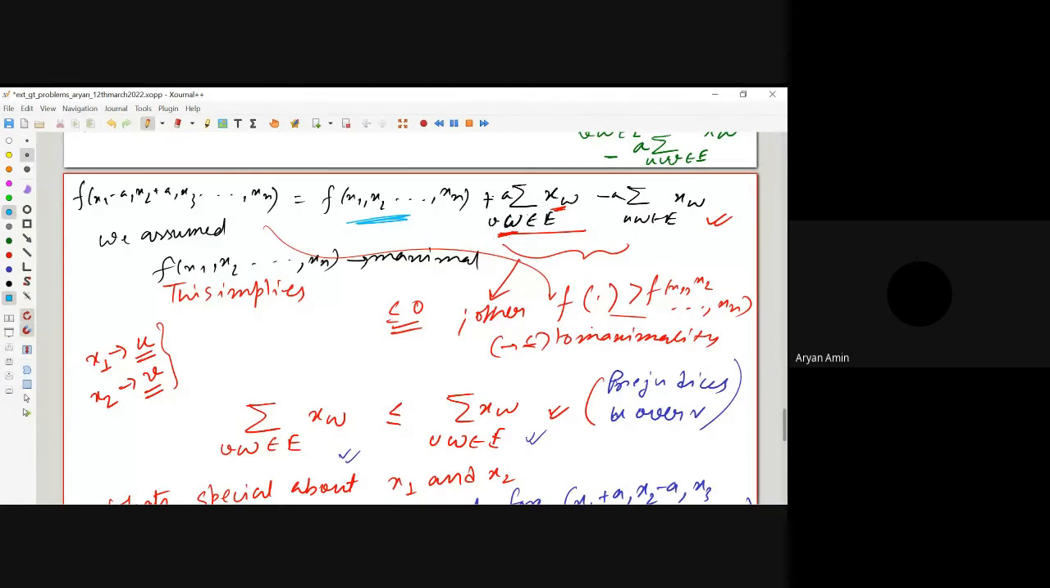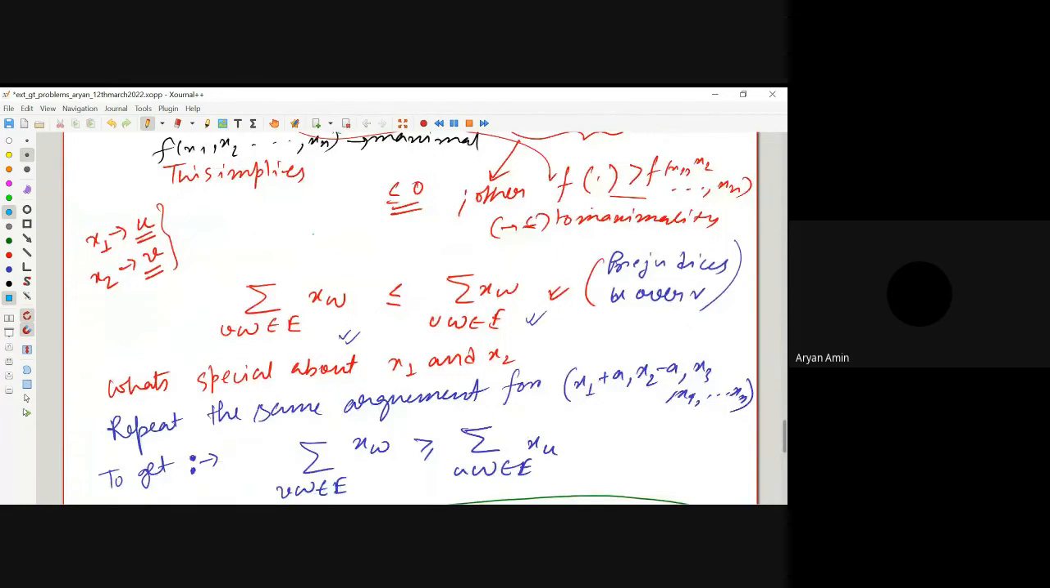You know that this f value of x1, x2 up till xn is maximum, because that is the assumption. So this entire term, a times the sum of vw belonging to edge xw minus a times the sum of uw belonging to edge xw, must be at most 0, because if you're adding positive stuff to something that is already maximal, you get something more maximal. That is a contradiction, right? So this gives you this inequality.